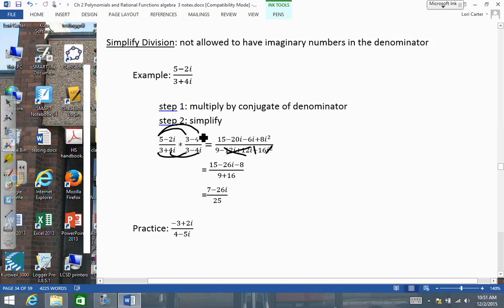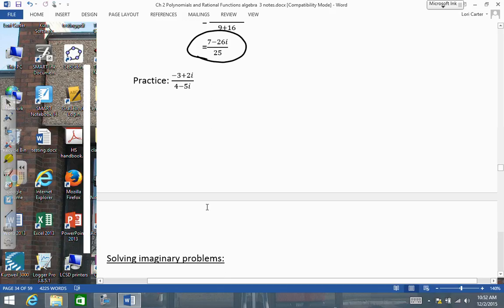Everybody good? And then the negative 2i times the 3, and the negative 2i times the negative 4i. Remembering that i squared is what? Negative 1. So when you get down here, this changes from an i squared to a negative 8. Everybody see where it came from? 15 minus 8, 7 minus 26i over 25, and that's reduced. Your turn.